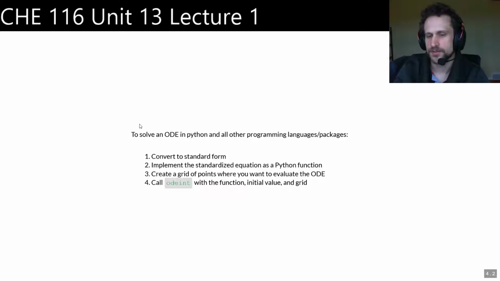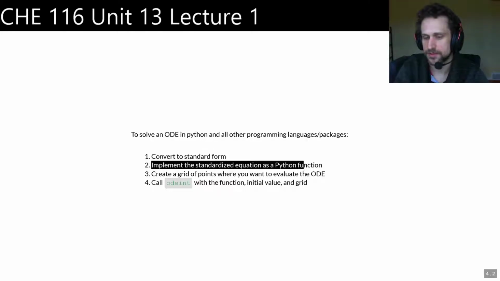Okay. So here's the recipe for solving an ODE in Python. We have to convert it to standard form. We'll talk about standard form in a minute. Then we need to convert that standard form into an equation in Python. These two things are like what we did in optimization, right? In optimization, if we were trying to solve an equation, we had to make it into a root form. Then we had to implement the equation in Python.